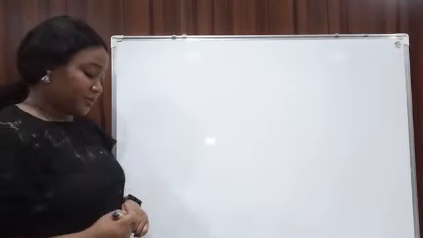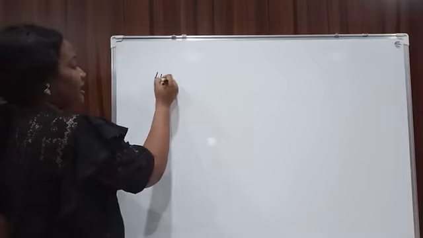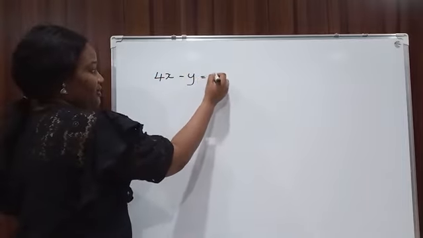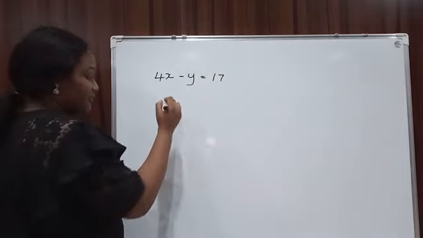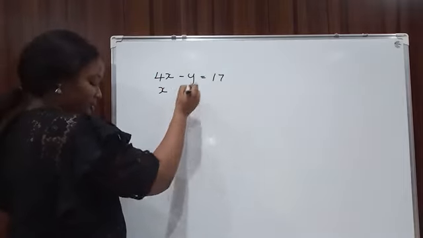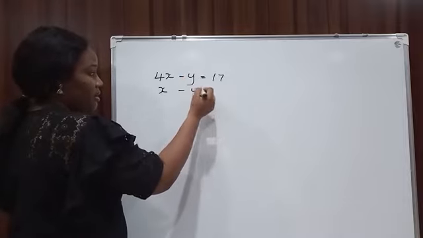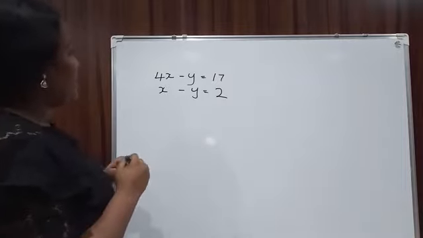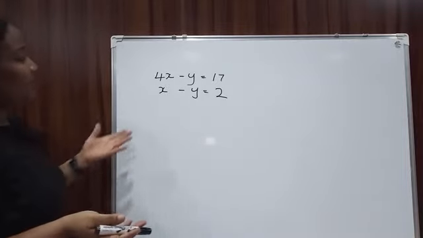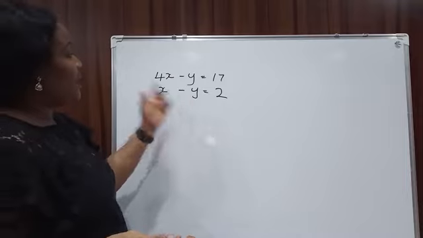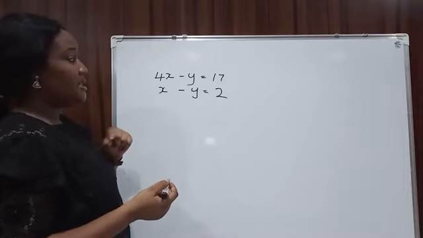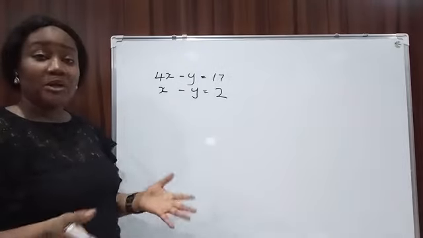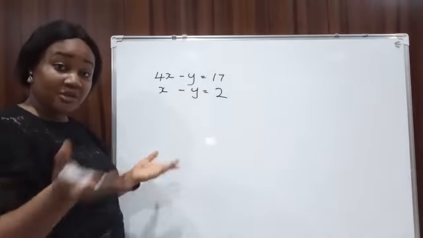Let's take another example. We have 4x minus y equals 17. And we also have x minus y equals 2. Now, still, we have the coefficients of y, still minus 1 and minus 1. So we can still try to eliminate y because it's easier for us.